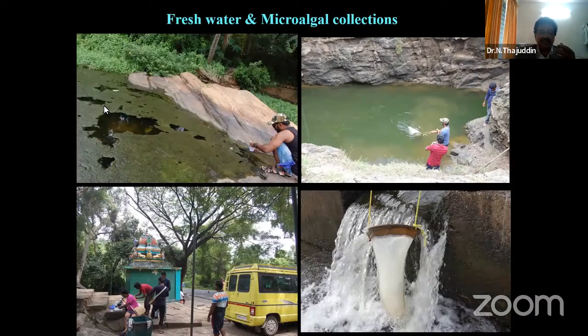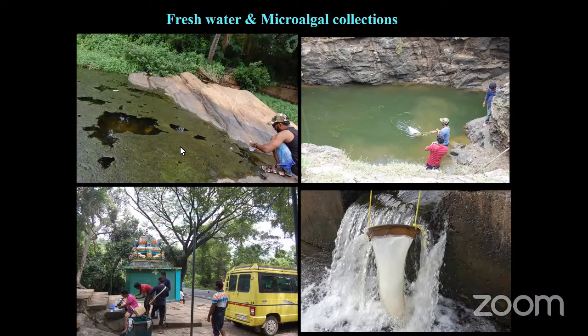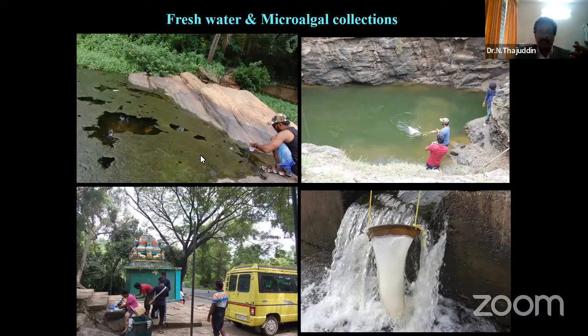In the natural environment, you can find thick algal blooms. Why not we artificially induce this kind of bloom in the raceway pond cultivation system? So I applied for one project for the artificial induction of algal blooms in the raceway pond system. I got nearly 50 lakhs from DBT, and we were successful in developing the induction of algal bloom in the raceway pond system.